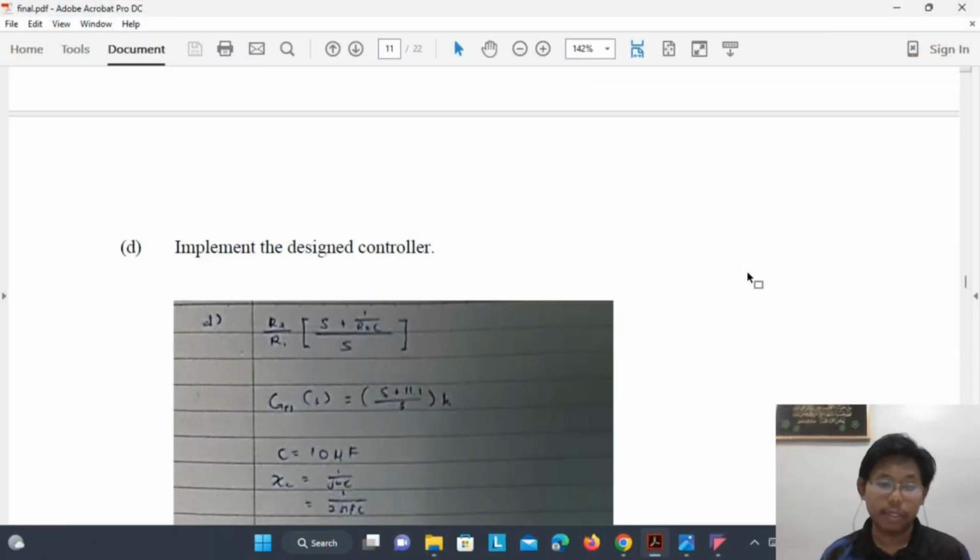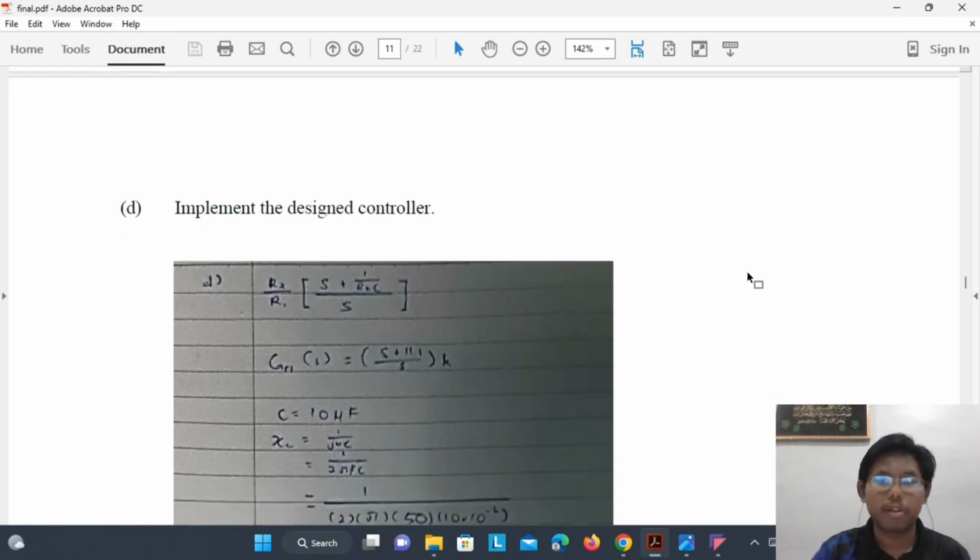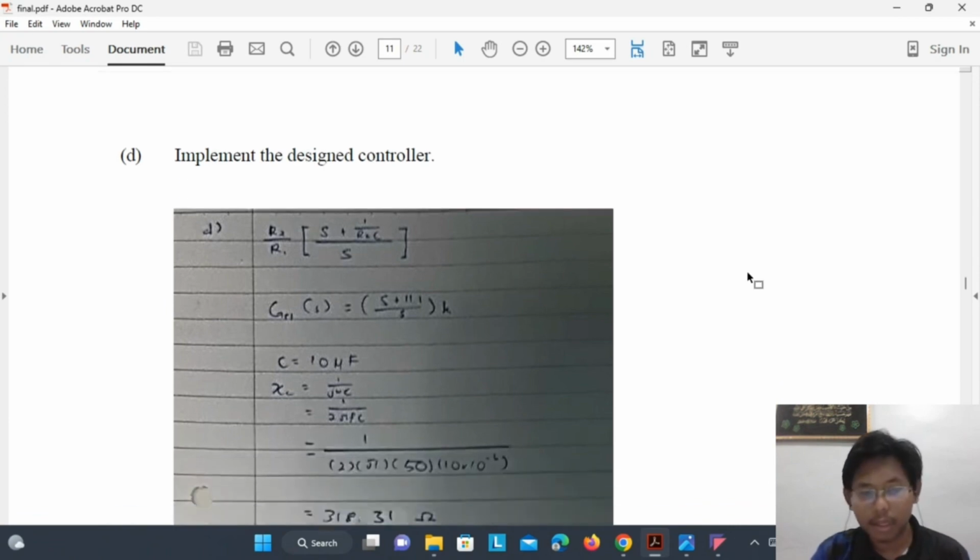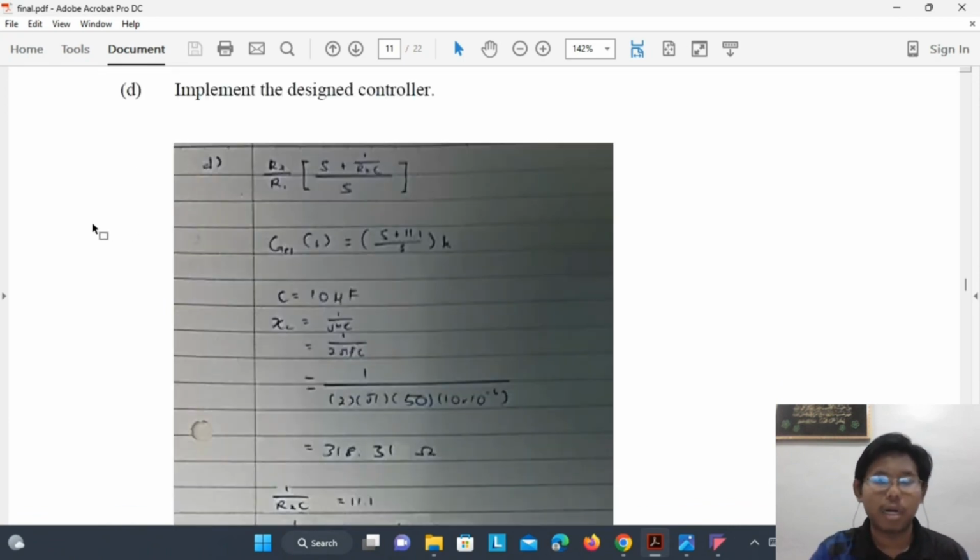Assalamualaikum and a good day. From the previous question that my friend has presented before, we know that for the system we need to use PI controller to improve the system condition. So we will implement PI controller by using operational amplifier. For that, first we need to assume our C value, and we assume it is 10 microfarad.